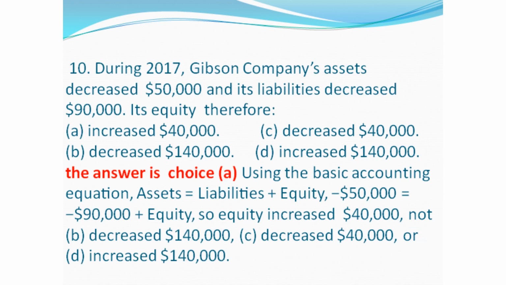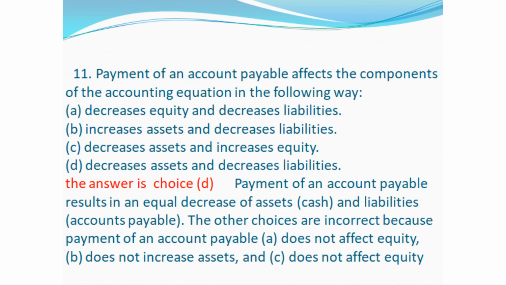$140,000. 11. Payment of an account payable affects the components of the accounting equation in the following way. A. Decreases equity and decreases liabilities. B. Increases assets and decreases liabilities. C. Decreases assets and increases equity. D. Decreases assets and decreases liabilities. The answer is choice D.